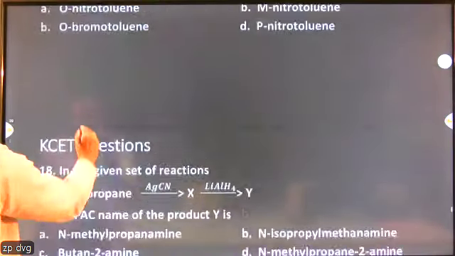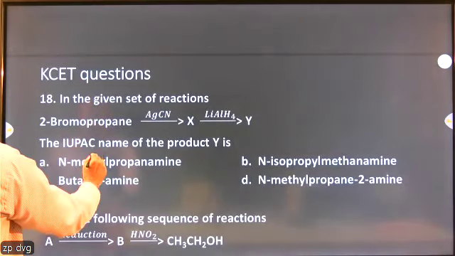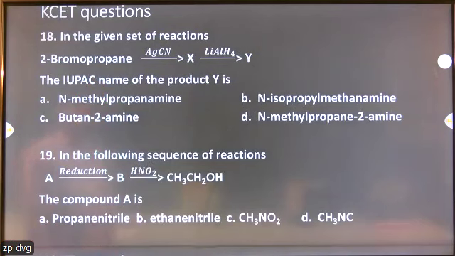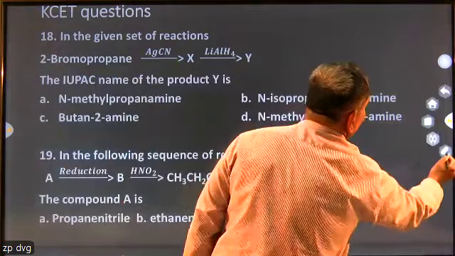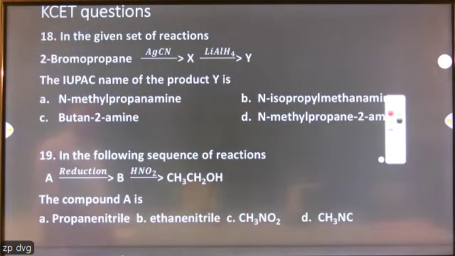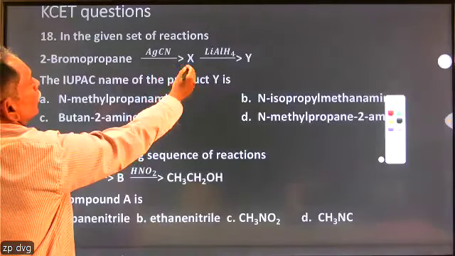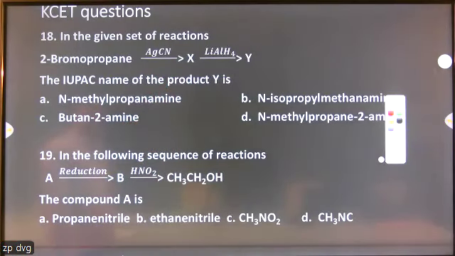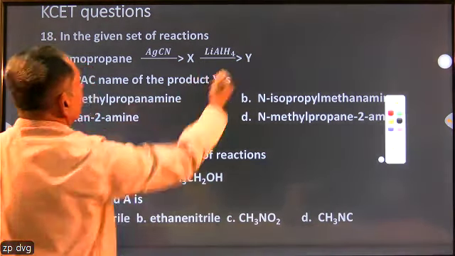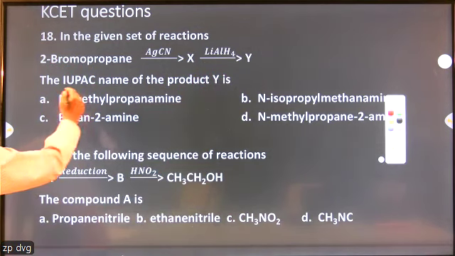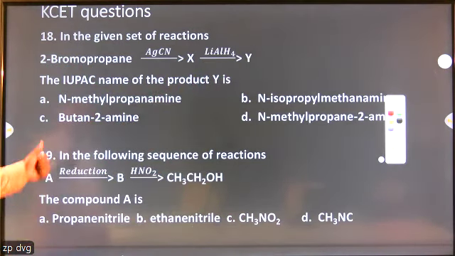Next question. In the given set of reactions, 2-bromopropane reacts with silver cyanide to give you the compound X, and that upon treating with lithium aluminum hydride gives Y. So the IUPAC name of the product Y is, there are four options: A N-methyl propanamine, B N-isopropyl methanamine, C butane 2-amine, D N-methyl propane 2-amine.